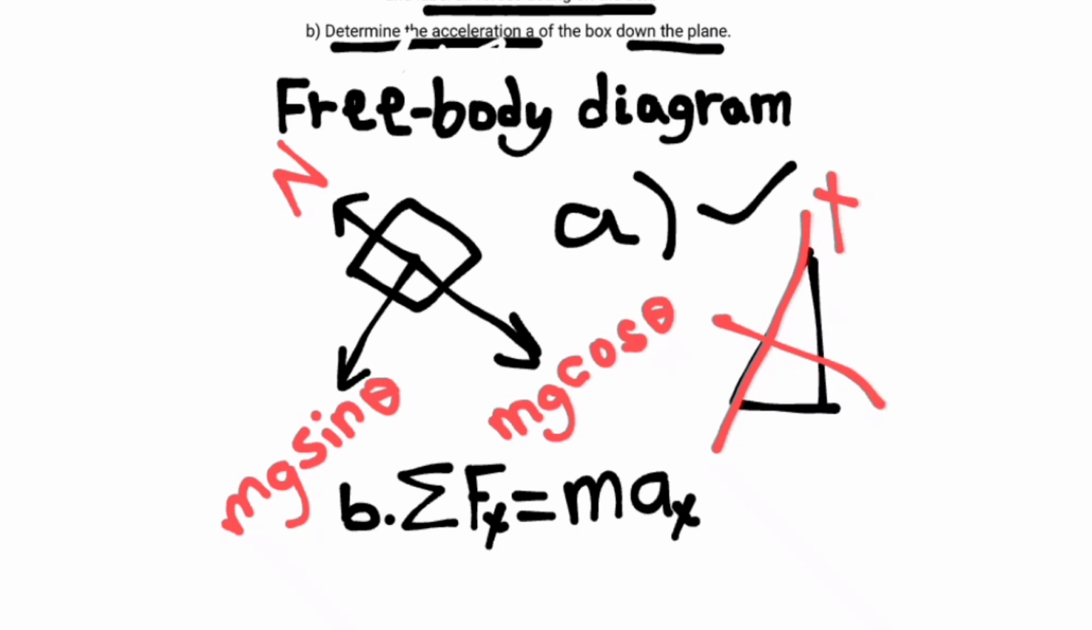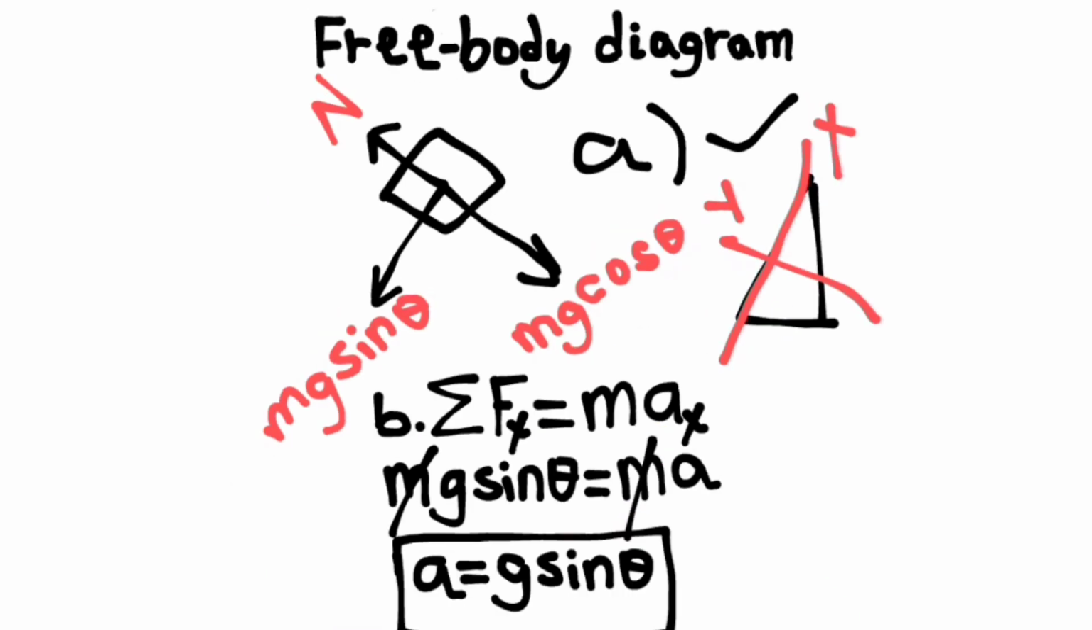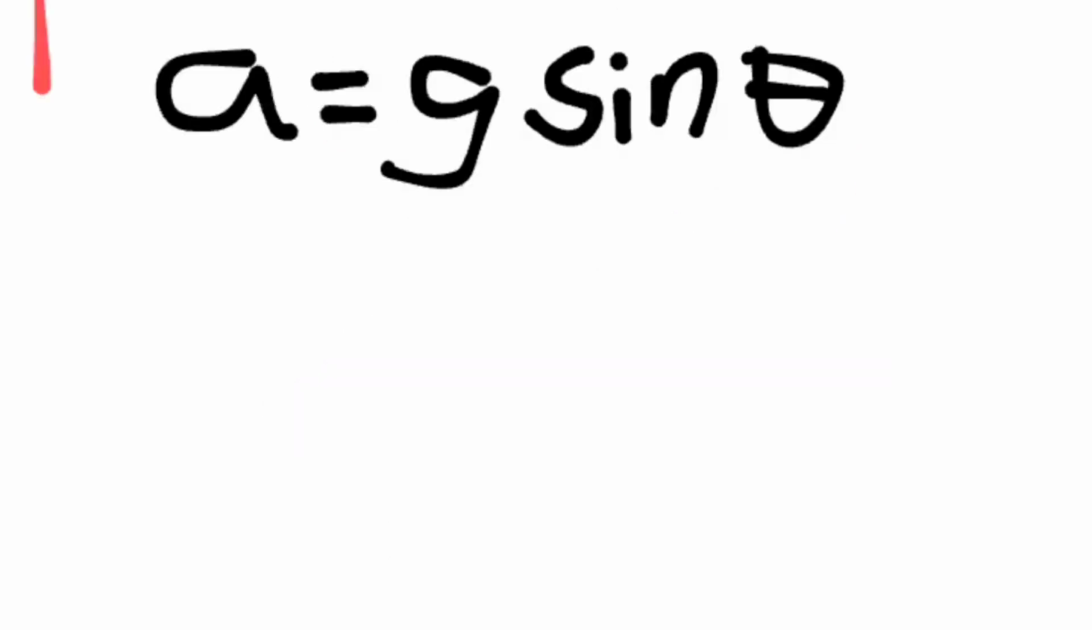So we can take this as x direction and we can consider that as y direction. All the forces acting on the box, the summation of all the forces is equal to m times acceleration in the x direction. But we know there is no acceleration in the y direction. So mg sine theta is equal to ma, and when we cancel the masses, acceleration will be g sine theta.